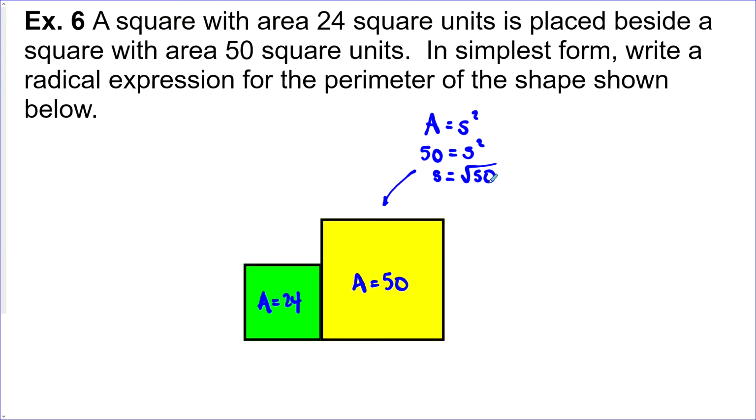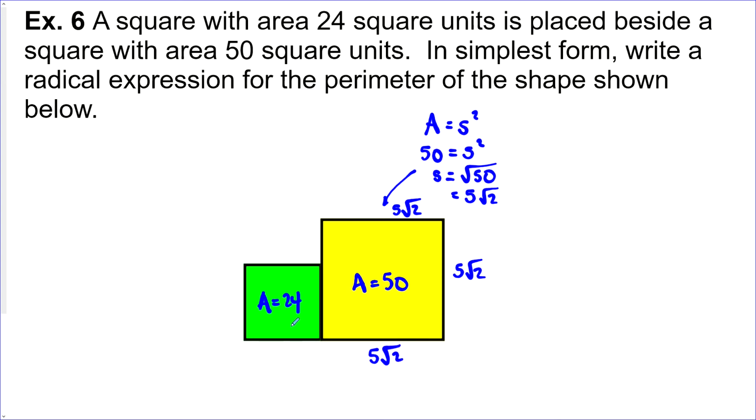So we have the side as root 50, and we can do better than that since it wants it in simplified form. We can take out the perfect square in here, 25. The square root of 25 is 5, and the root 2 remaining in there. So this side here is 5 root 2. This side is 5 root 2. This side is 5 root 2.